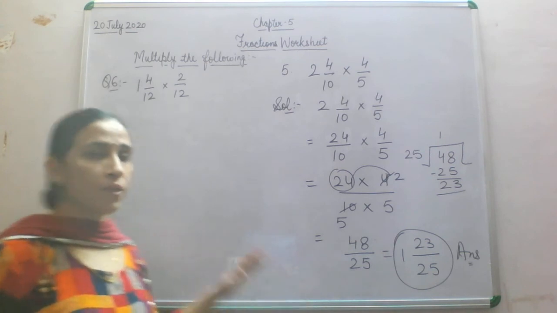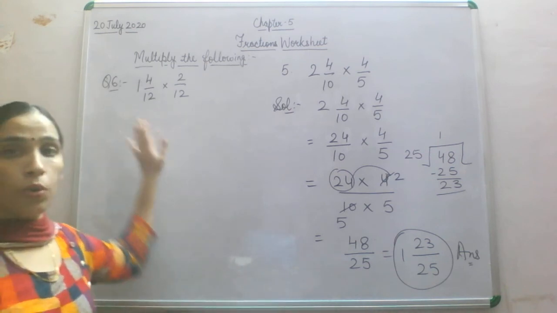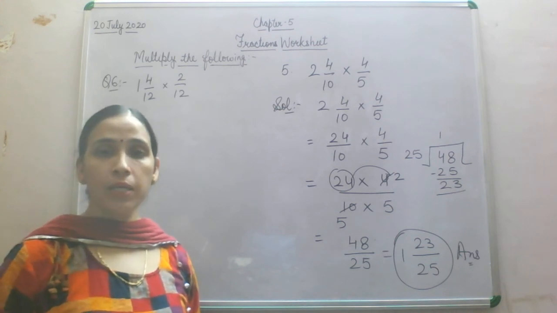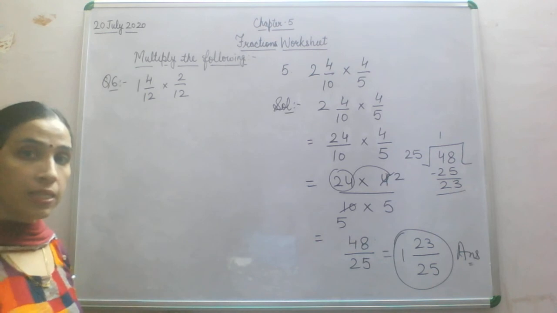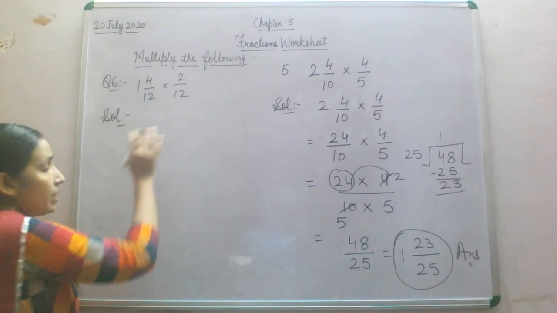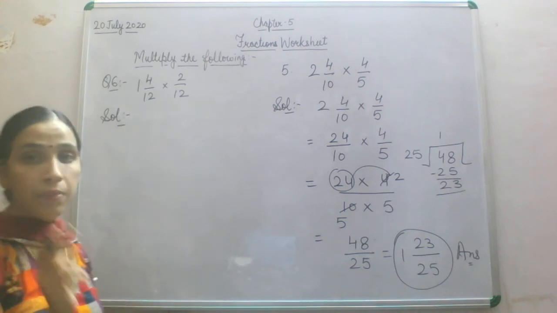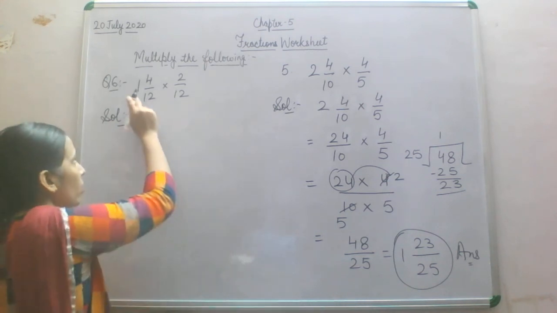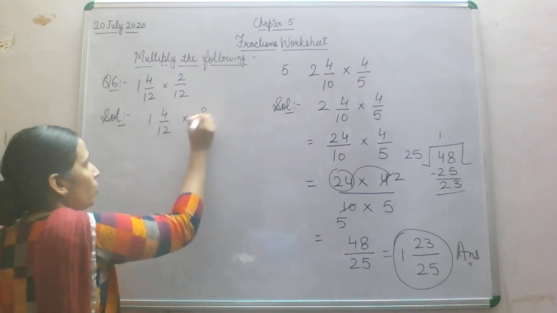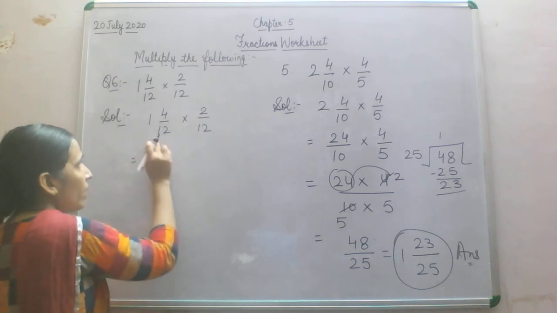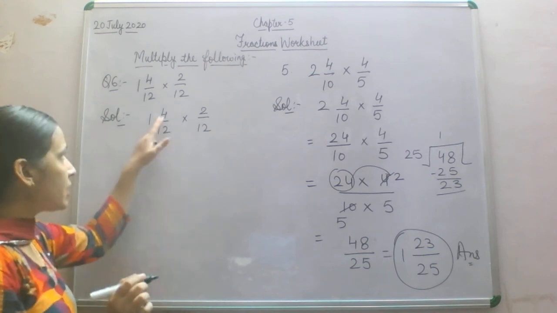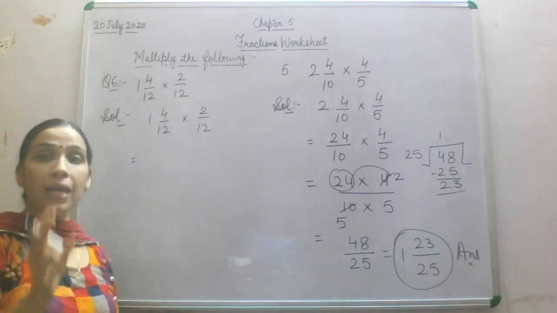So now what is the first step of this question? 1 4 by 12 is a mixed fraction, so you are supposed to convert it into an improper fraction. In an improper fraction, what is the first step? The denominator will multiply by the whole, that is, 2 by 12. Now 12 will multiply by 1. 12 ones are 12 plus 4. This remainder part will be added to it.